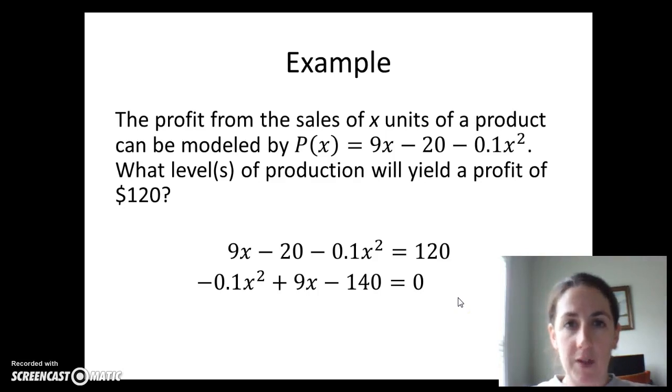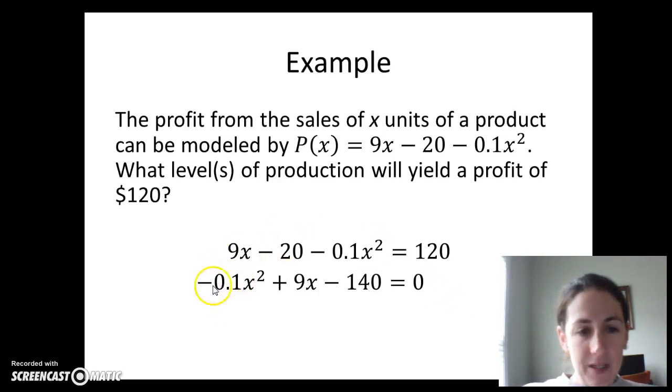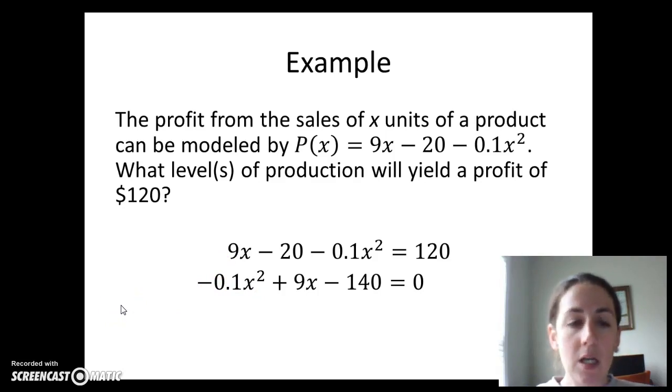So now I want to solve this by factoring. But I've got this decimal right here, which makes things a little bit annoying. Well, you can do whatever you want to an equation, as long as whatever you do to one side, you do to the other. So in a perfect world, this leading coefficient here would be a positive 1. So what can I do to make that a positive 1? I can multiply it by negative 10.